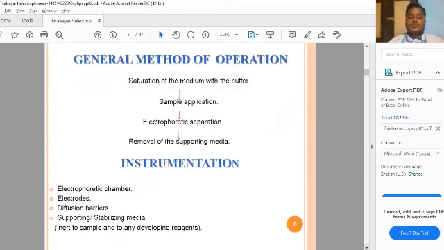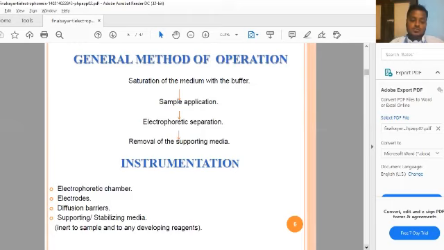The third topic is the general method of operation for electrophoresis. First, set the medium with the buffer, then apply the sample, applying the sample in the vial.